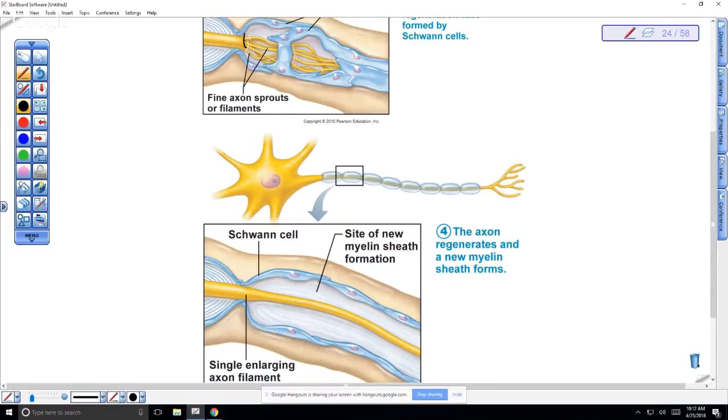Okay? And so that could take 6 months or longer. So it's a relatively slow process. So say, for example, if you have cut your hand and there is nerve damage, perhaps they would be able to regenerate it. But in some instances, sometimes the cuts are so severe that they cannot regenerate themselves without surgical intervention.